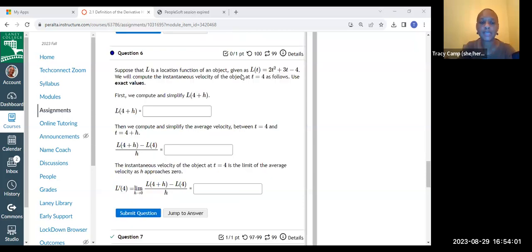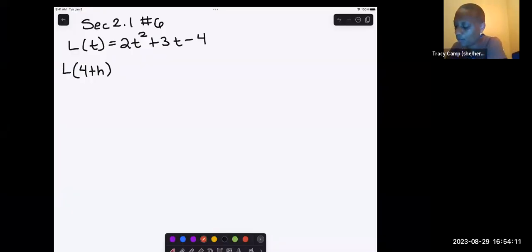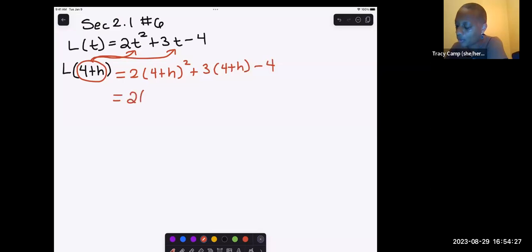But now looking at number 6, it asks us to find L of 4 plus h. I wrote that on the iPad, so we'll go ahead and do that. What this means is I need to plug in 4 plus h for all of my t's. So I will have 2 times 4 plus h quantity squared plus 3 times 4 plus h minus 4. And that equals 2 times 16 plus 8h plus h squared plus, and then I'm going to distribute this, 12 plus 3h, and then I have minus 4.